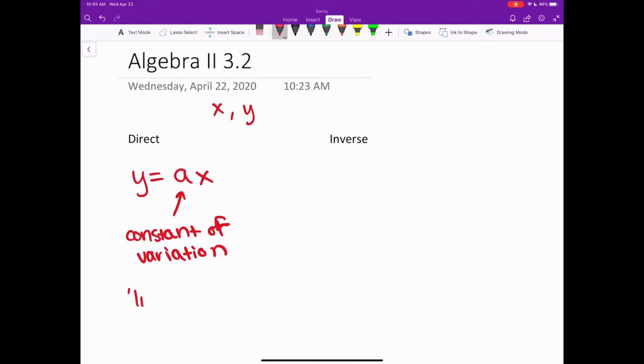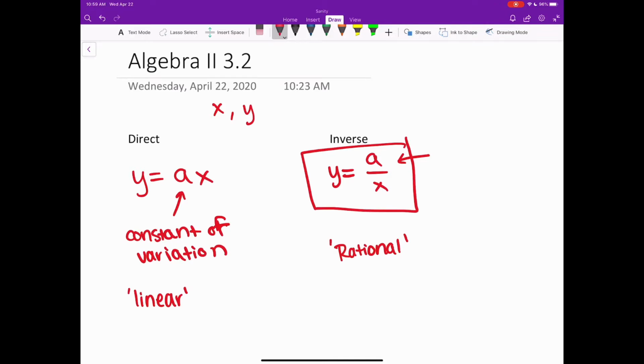Direct is what we call linear. This is just a linear function. Inverse looks like y equals a divided by x. So now you're taking that constant of variation a and dividing it by x, and this is what we're going to soon call a rational equation. So we're going to be working mostly with this right now. Let's take a look at a couple things.